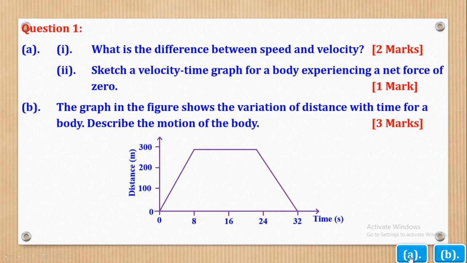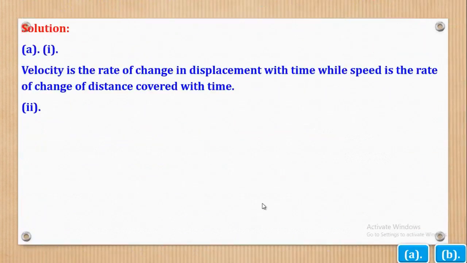So you come here and draw. First of all, put the axes, label them. Then you can draw a graph for constant velocity. So that was part A. Now we shall go to part B.